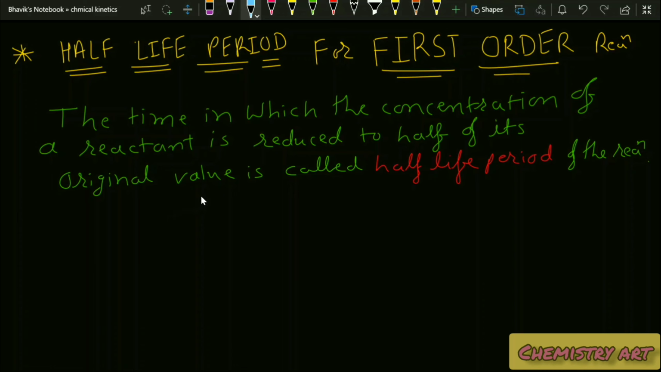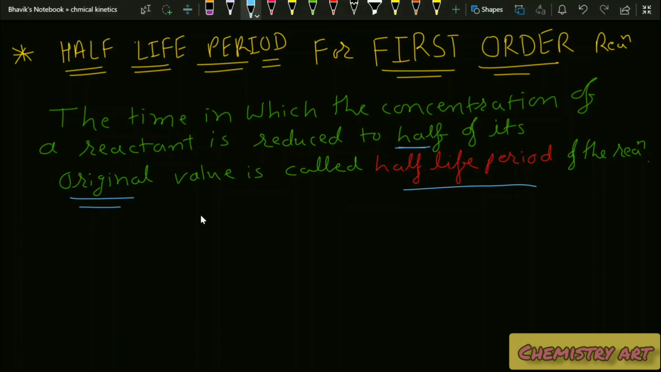So friends, today we are going to discuss the half-life period for the first order reaction. Okay. So what is half-life period? As we know, the time when the concentration becomes half of the initial concentration is known as the half-life period. So here, see the definition I have written here. The time in which the concentration of a reactant is reduced to half of its original value is known as the half-life period.